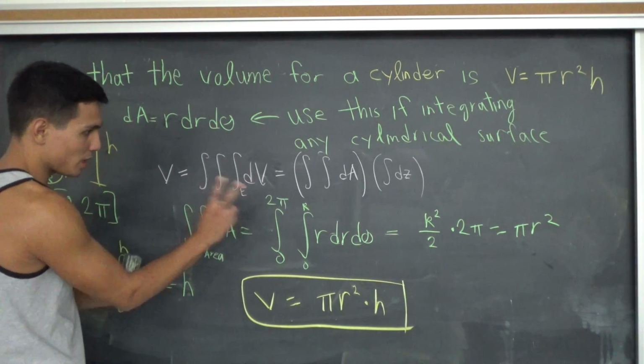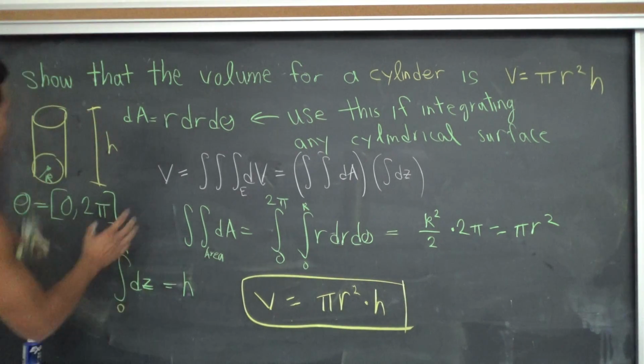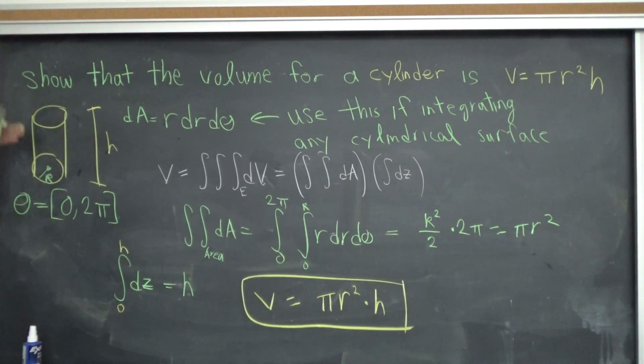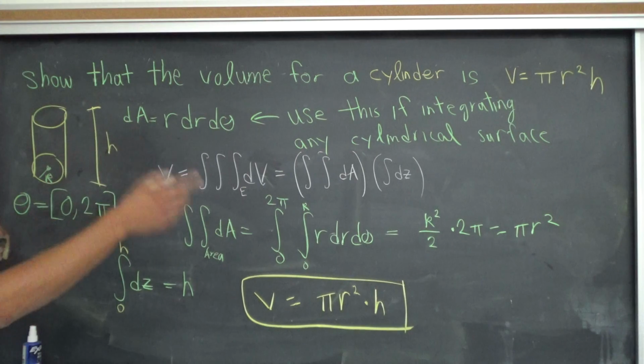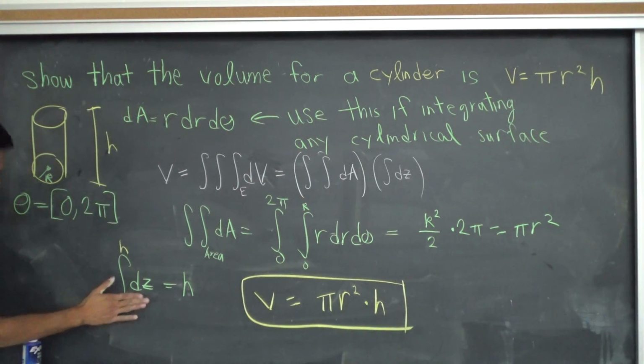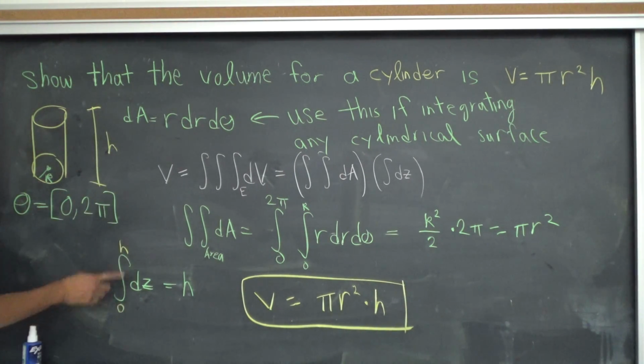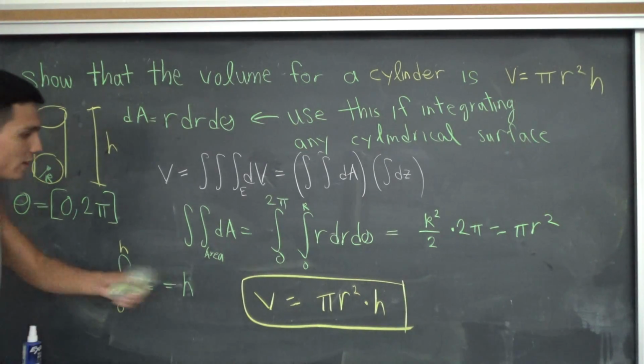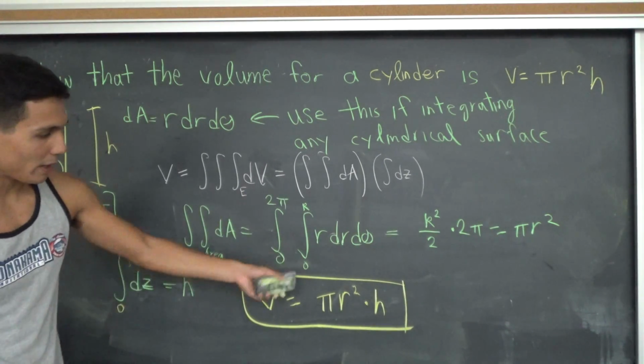So we're just going to do a simple double integral. And then after that, we want to identify that we still need to integrate the volume. So we have to do one more parameter, which is the height. And we call that dz, the change in height. And it changes from 0 to h, which is h. Therefore, the volume is equal to pi r squared times h.